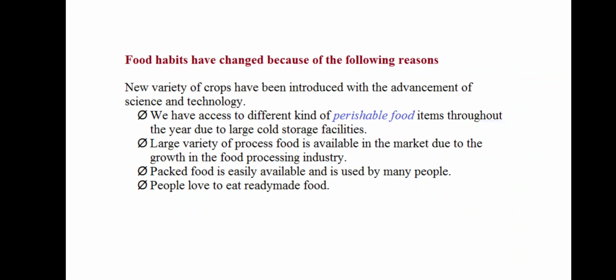A large variety of produced food is available in the market due to the growth of food processing industries. Because of these food processing industries, there are many industries doing research into many kinds of food, and because of this, we have a large variety of foods. And because of this, people tend to eat fast food, like I just said earlier, because those are the newer varieties and they taste better.